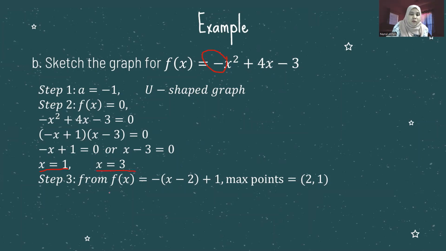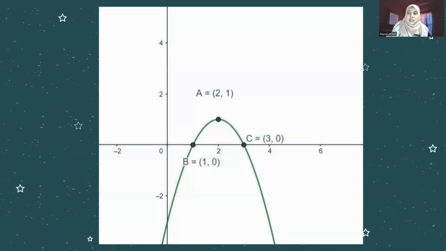And step number 4, from f(x), from the completed square form of the equation, we can get the maximum point, which is 2 and 1. Then we got all the information that we need, so we can sketch the graph. This is how the graph will be, where A is the maximum point, and B and C are the roots, where the graph intersects with the x-axis.